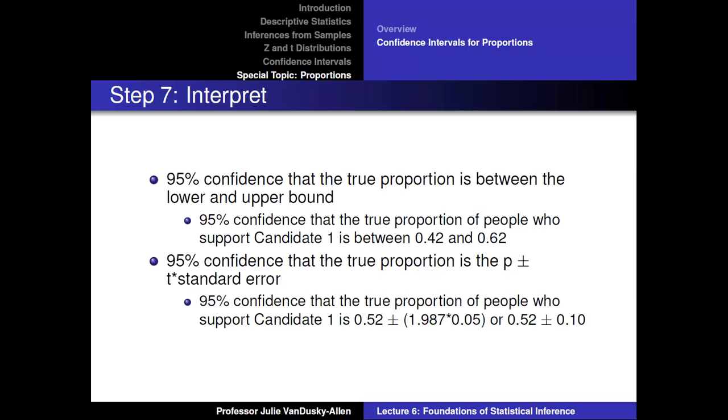Now that we have calculated our confidence intervals, we can interpret them. We can say that we have 95% confidence that the true proportion is between the lower and upper bound. Or applying it to our example, we could say that we have 95% confidence that the true proportion of people who support candidate 1 is between 0.42 and 0.62. Alternatively, we can say we have 95% confidence that the true proportion is P plus or minus t times the standard error. Or applying it to our example, we could say we have 95% confidence that the true proportion of people who support candidate 1 is 0.52 plus or minus 1.987 times 0.05, or 0.52 plus or minus 0.1.